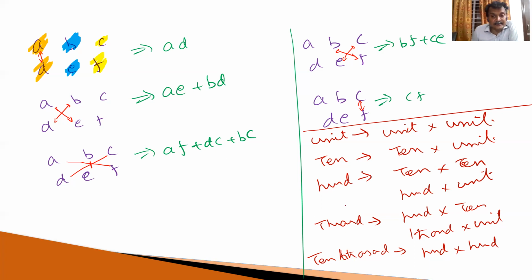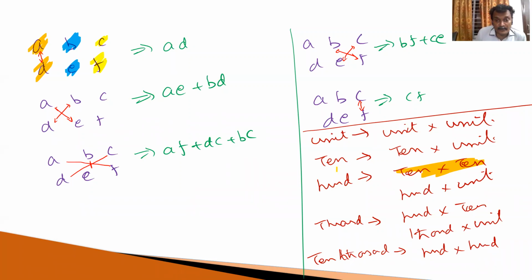Okay. Next, hundreds place. When will you get the 100 place? That is equal to 100 digit into unit digit. A into F. This is a 100 digit and this is a unit digit. 100 digit into unit digit plus 100 digit into unit digit, plus, if you observe this one, tens digit by tens digit. So that is equal to B into E.